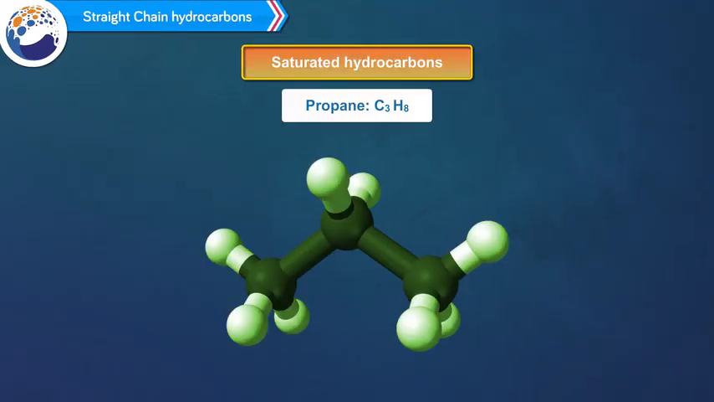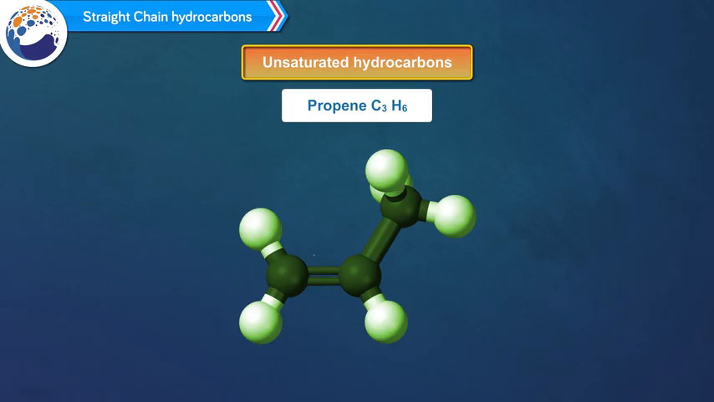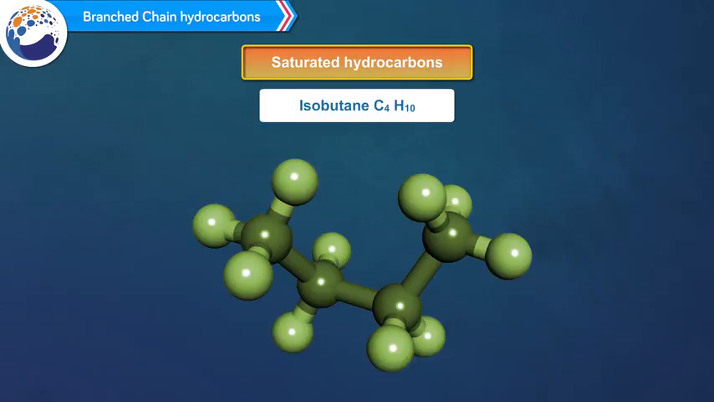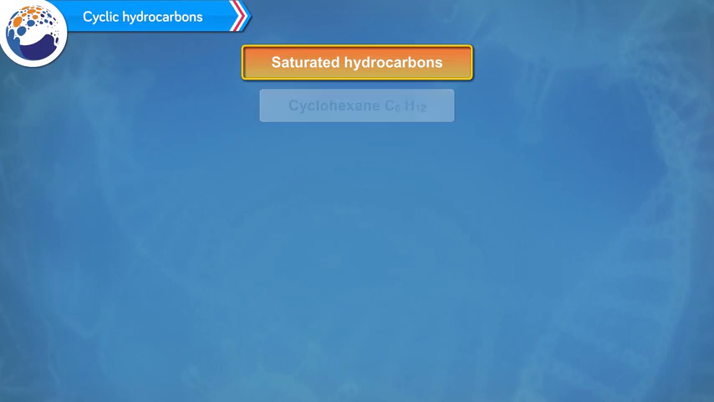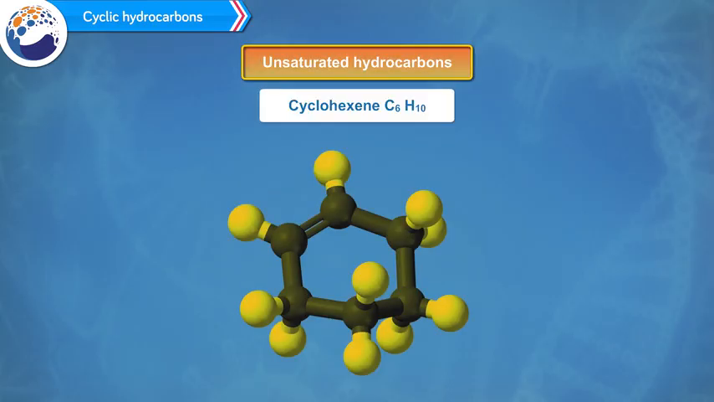Straight chain hydrocarbons. Saturated hydrocarbons: propane, C3H8. Unsaturated hydrocarbons: propene, C3H6, propyne, C3H4. Branch chain hydrocarbons, saturated hydrocarbons: isobutane, C4H10. Unsaturated hydrocarbons: isobutylene, C4H8. Cyclic hydrocarbons, saturated hydrocarbons: cyclohexane, C6H12. Unsaturated hydrocarbons: cyclohexene, C6H10.